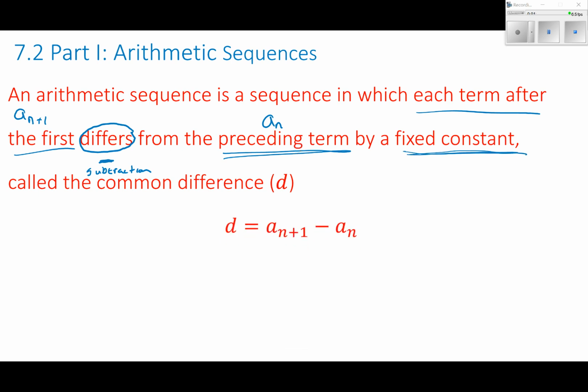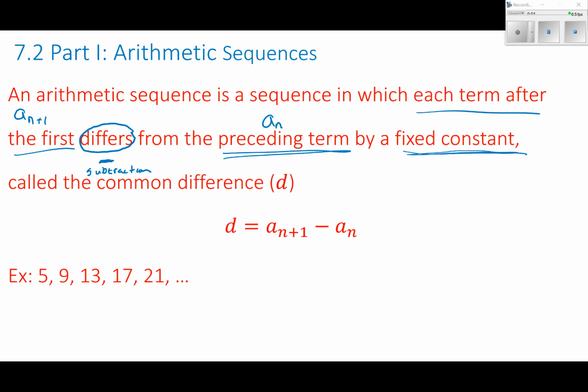So what this is saying is our common difference, even though I said it's addition or subtraction to get to the next term, we can think of adding a negative as being the same thing as subtraction. So our common difference d is found by taking a term and subtracting the previous term, which will give us our common difference. So for example, 5, 9, 13, 17, 21 was a sequence.